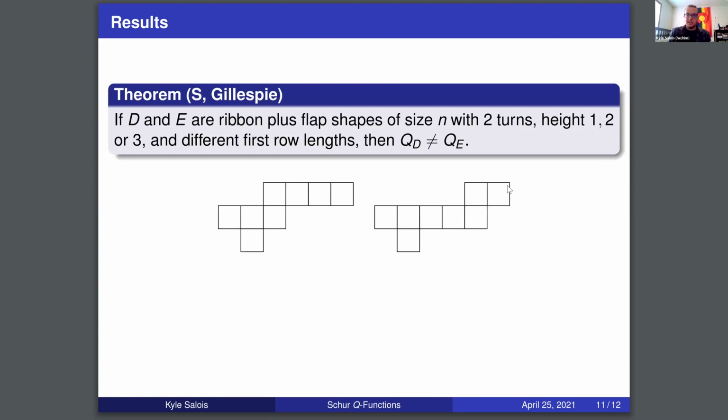Our final result is now looking at shapes with 2 turns, so a row over, a column up, and then another row over. And now my column height is 1, 2, or 3. So I either go up 1 box, 2 boxes, or 3 boxes. Different first row lengths mean they're not the same exact shape, so once again these are going to be different from each other.